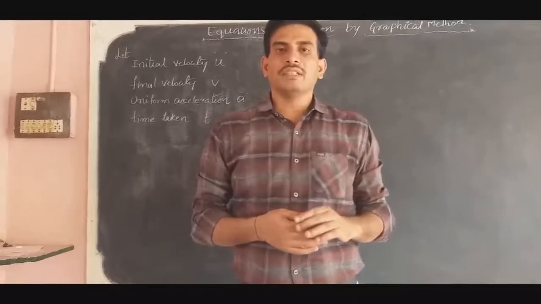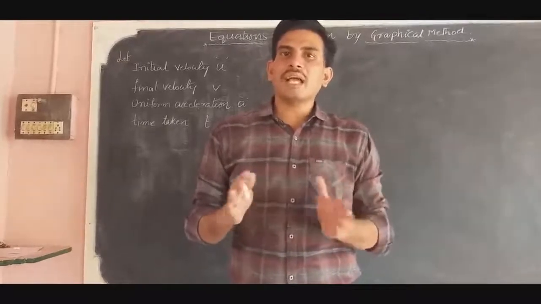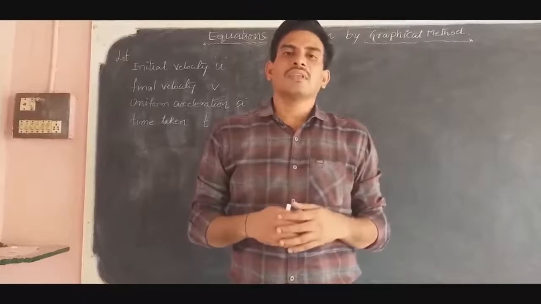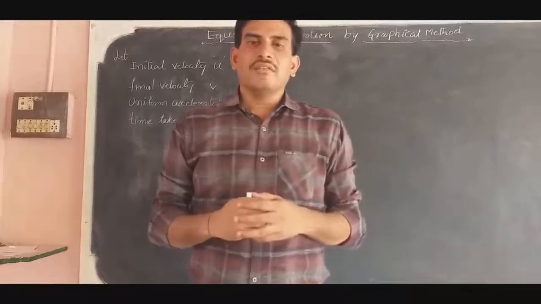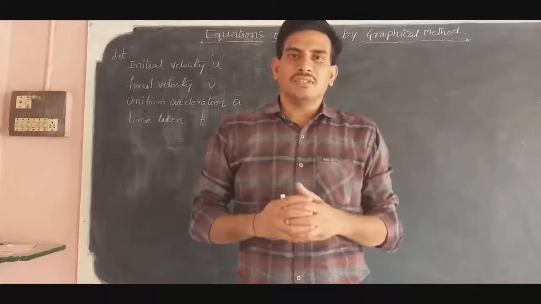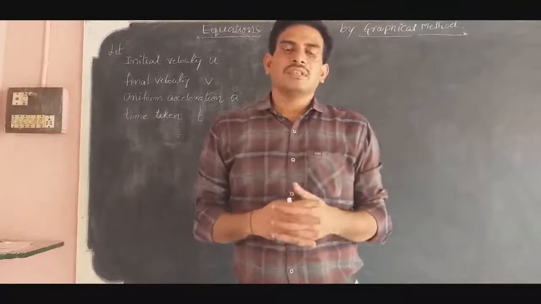And the third point: the area under the velocity time graph gives position or distance. The area under the velocity time graph gives us displacement or distance. These are the three points we need to remember before deriving these equations.